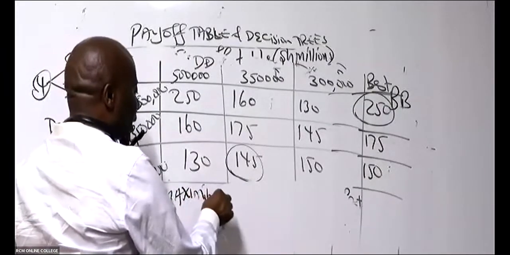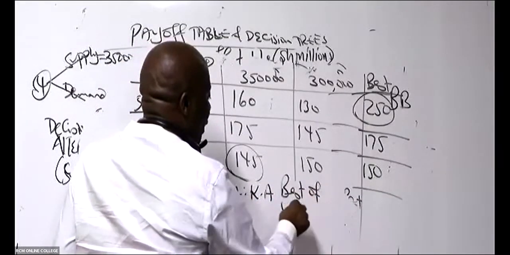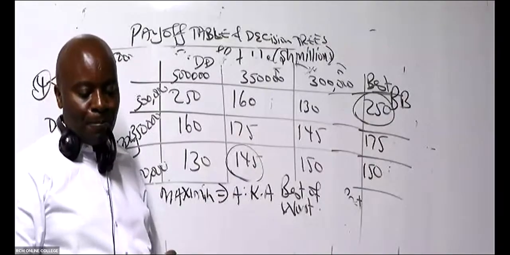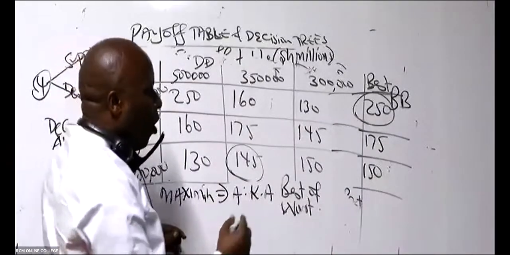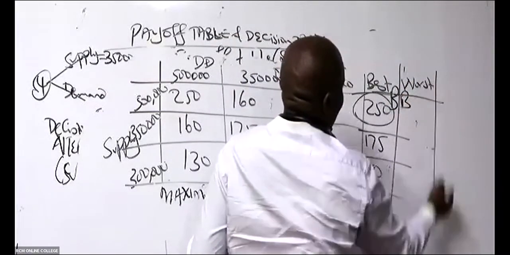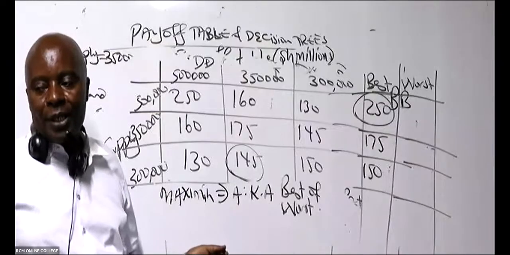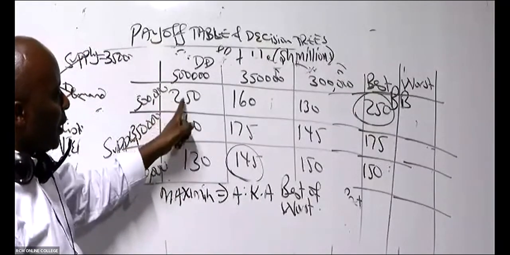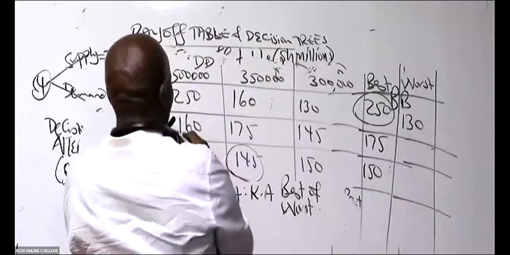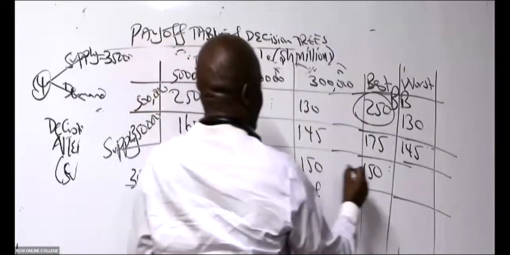Max mini is also known as best of the worst. So you create a column of worsts here. Don't grab this. You simply create a column of worsts, the worst profit. In this case, the very worst is which one here, somebody? 130. And then we have the second one here. The very worst is 145. The very worst one here is 130.